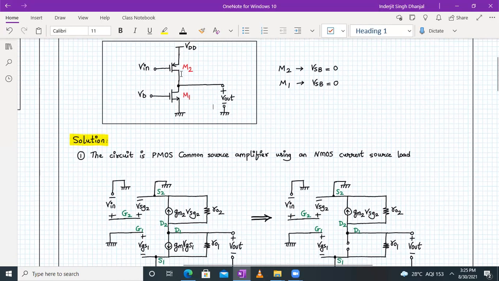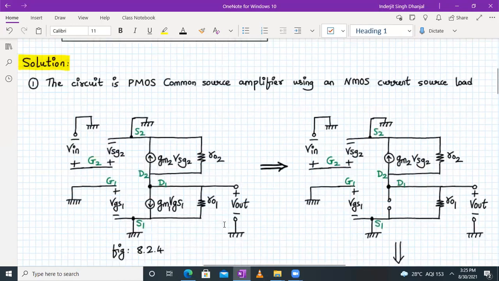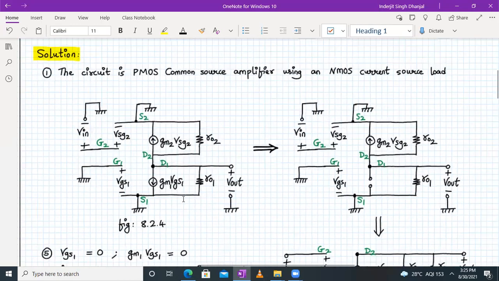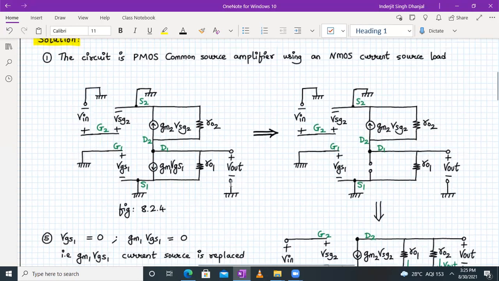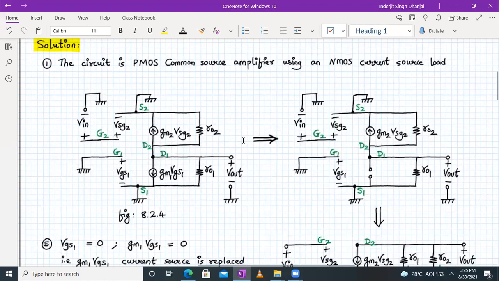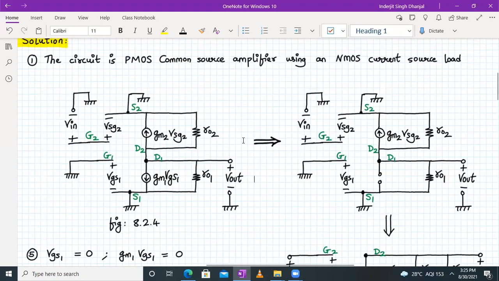Now let's talk about M2. The M2 gate terminal is connected to VIN, correct? And the source terminal is grounded. Between drain 2 and source 2, we have gm2 times VSG2 in parallel with RO2. So that is the situation we have over here. The small signal models for both transistors, when you combine them together, look something like this, which you can see on your screens right now. I hope it is visible, right?